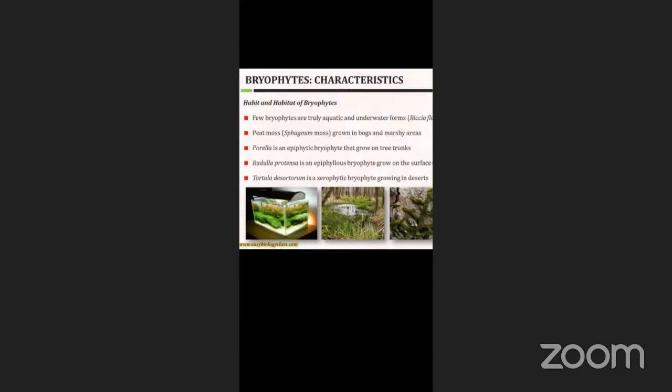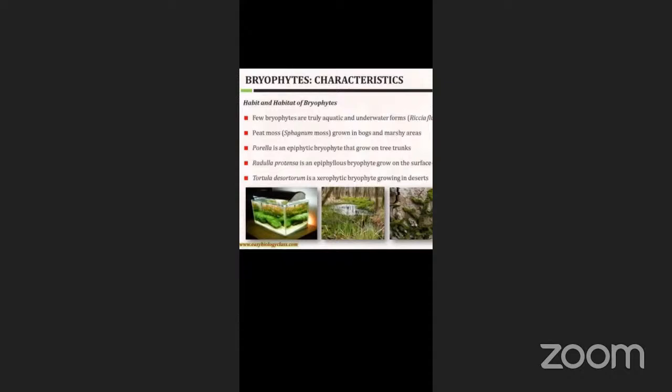Another one is reproduction. The bryophyte shows vegetative and sexual reproduction. Therefore, they multiply by various vegetative methods, that is adventitious branches, tubers, bulbils, and gemmae. Gemma cups are present in Marchantia. This is the special character of Marchantia.